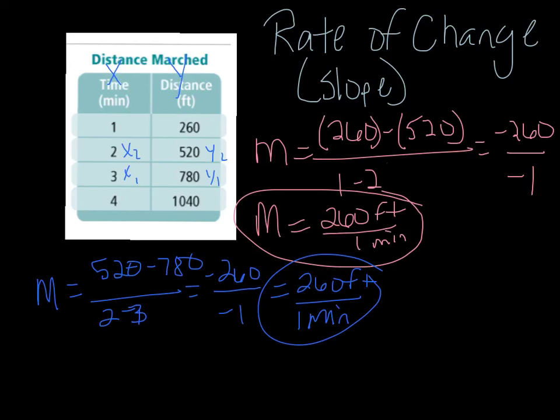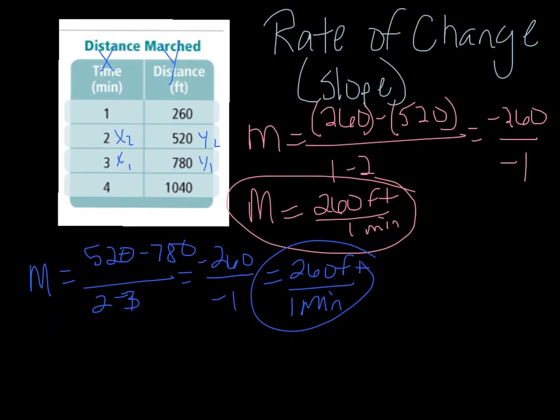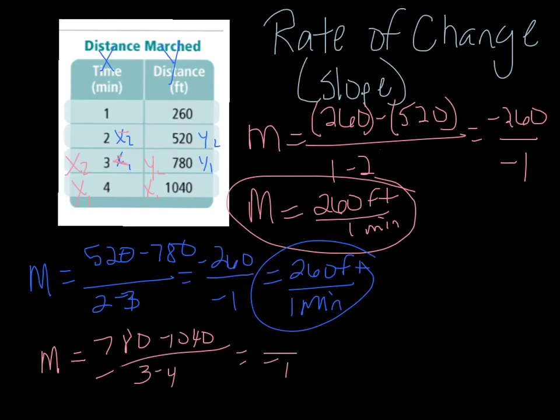Now we need to check it one more time. We need to check between 3 and 4. Okay, so let's... Oh, it's not going to let me. Oops. Okay. All right, it's not going to let me erase those. So let's just say this is x sub 2, this is x sub 1, and this is y sub 2, and this is y sub 1. Okay, so same thing. So slope equals 780 minus 1040 over 3 minus 4. Remember, you got to do the same order. Okay, so that's negative 1, and that's negative 260 again. Two negatives make a positive, so I get 260 feet for 1 minute.